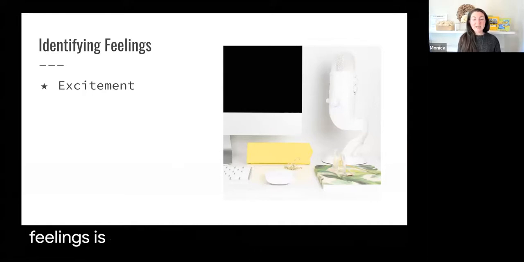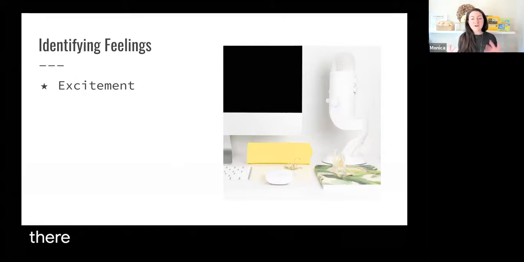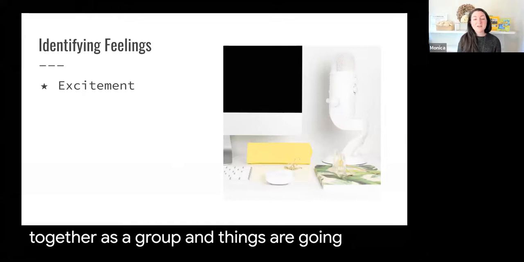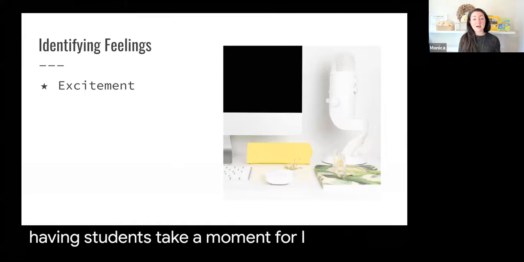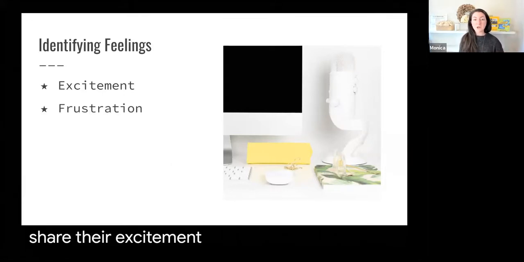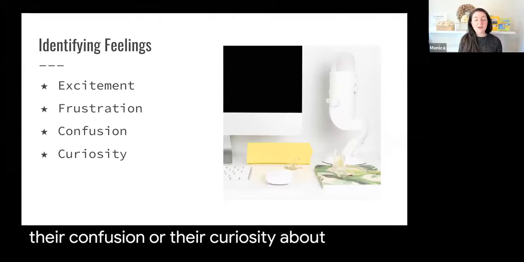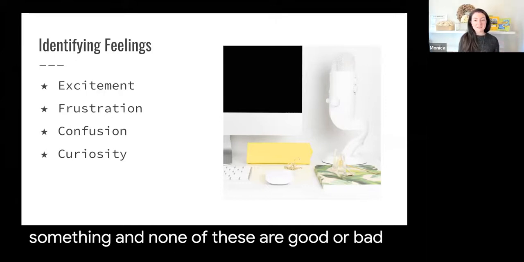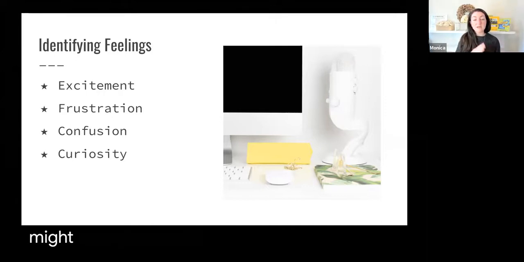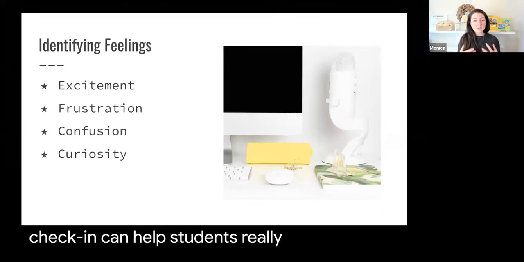And it could range widely, especially if kids are working on projects that they're very passionate about, or that they have a challenging moment, or they're working together as a group and things are going great or things are not going so great. So, having students take a moment for identifying feelings might include a call out where they share their excitement or their frustration or their confusion or their curiosity about something. None of these are good or bad feelings, but there are feelings that students might have that may change. So, doing a feelings check-in can help students really manage their emotions.